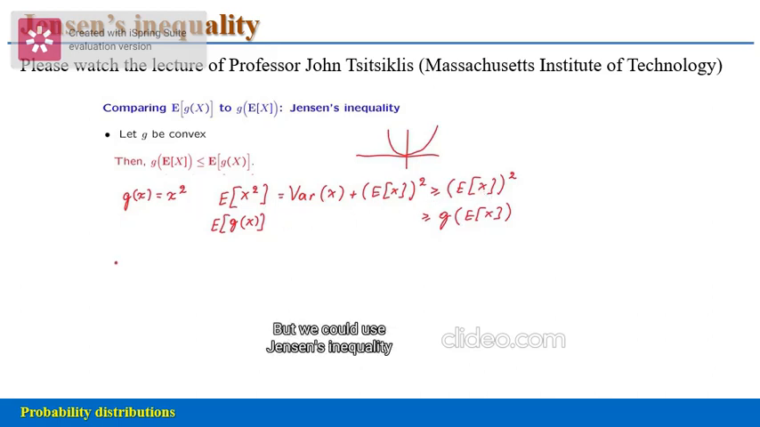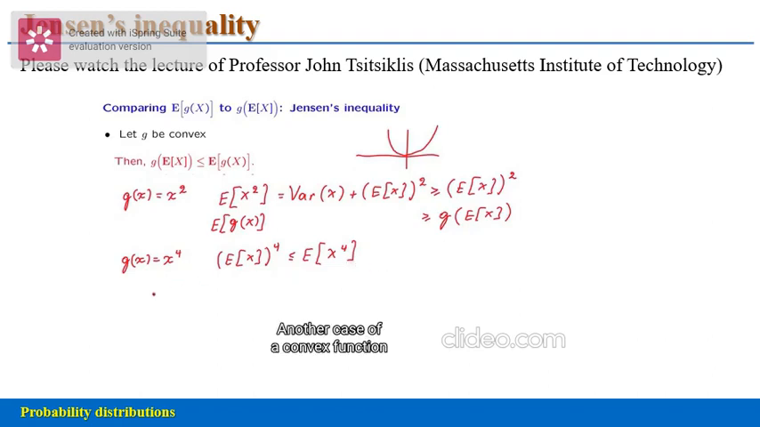But we could use Jensen's inequality in another setting where the answer might not be as obvious. For example, take the function x to the fourth. This is also a convex function, and Jensen's inequality is going to tell us that the fourth power of the expected value is less than or equal to the expected value of x to the fourth.